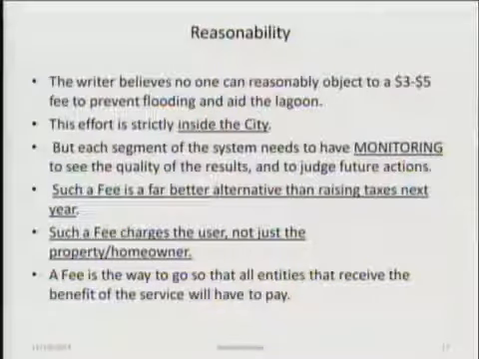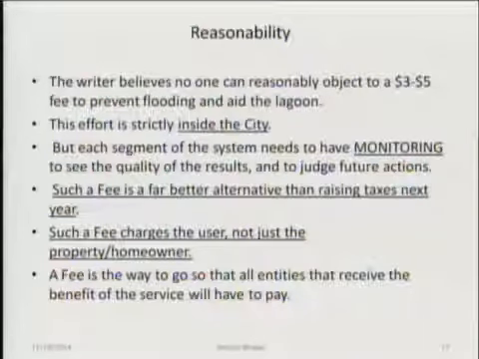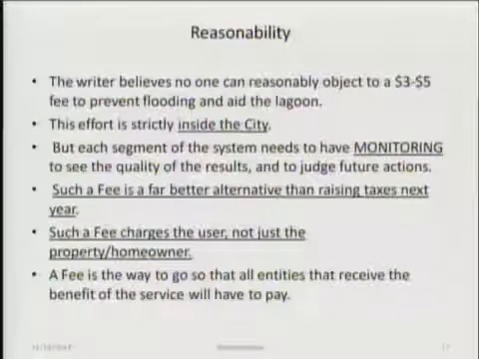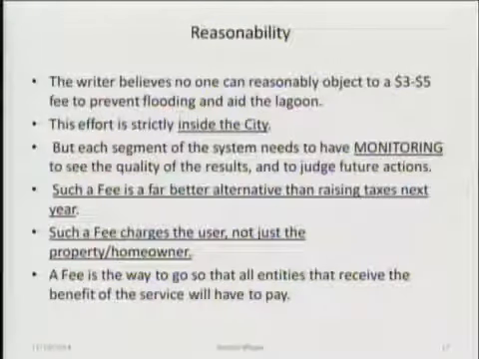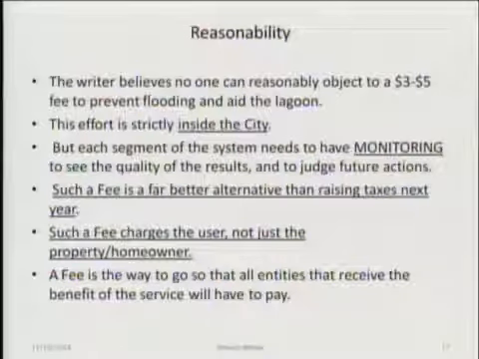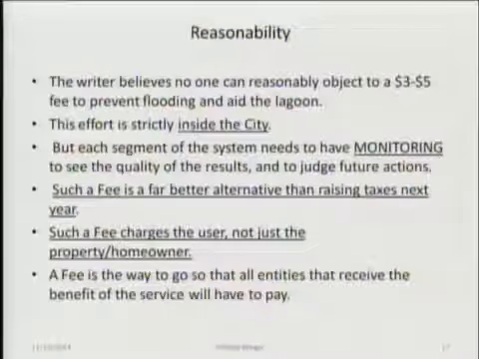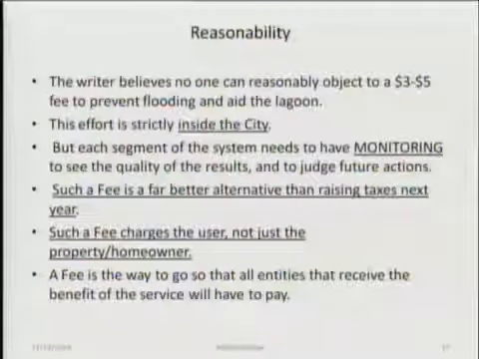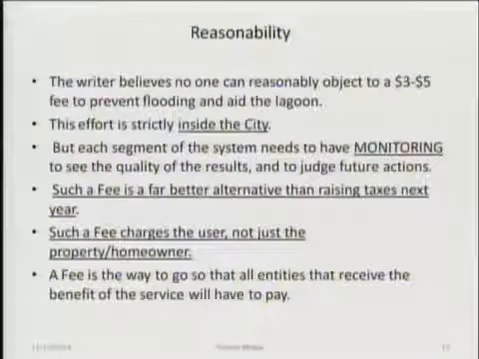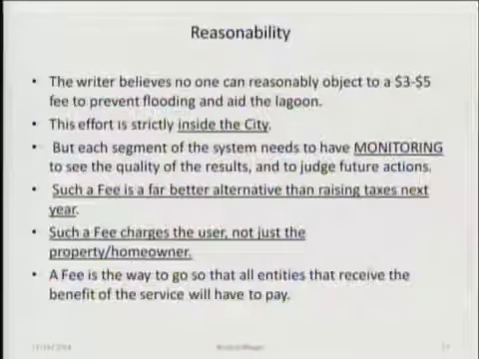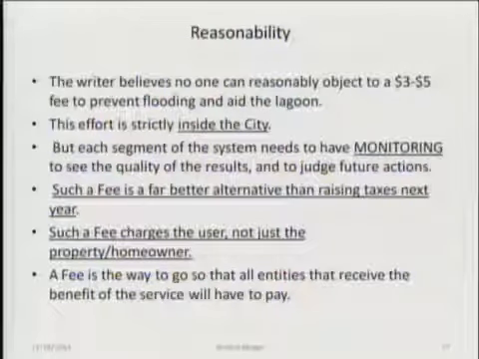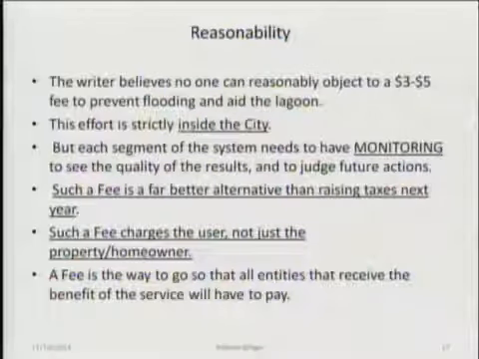Reasonability. The writer, I wrote this, believes no one can reasonably object to a $3 to $5 fee to prevent flooding in a lagoon. And I think the reality is if we continue to let culverts and pipes collapse, you have flooding. I think this is as much to prevent flooding and fix infrastructure as at a lagoon. I think probably you all know that I'm a great advocate of doing what we have to do for the lagoon, but this is really a dual function project.